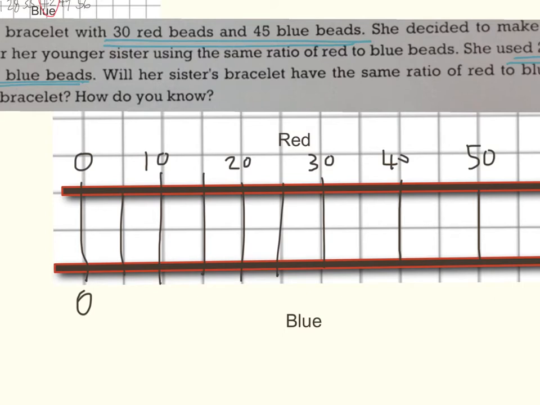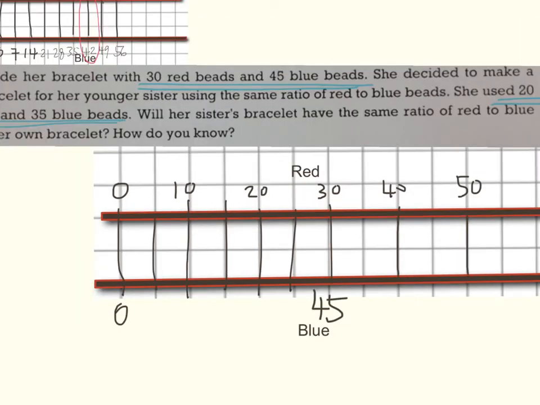So I'm finding, okay, 30 is right here. This is 30 red. And then when you look down the line, that means this is 45 blue beads. So I put 45 here.